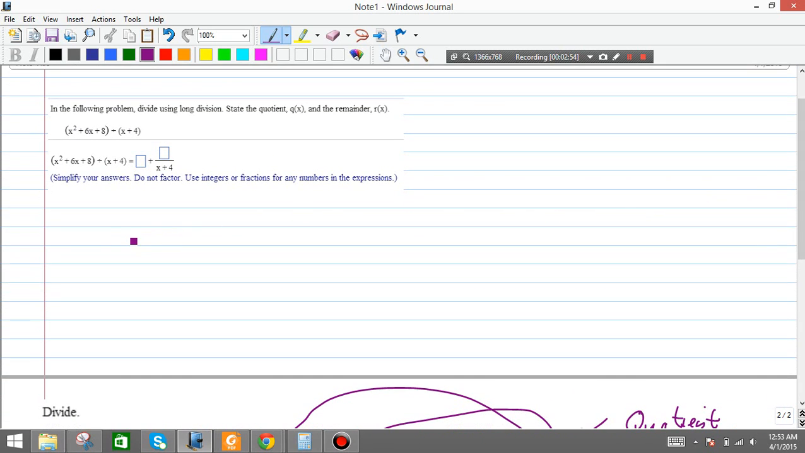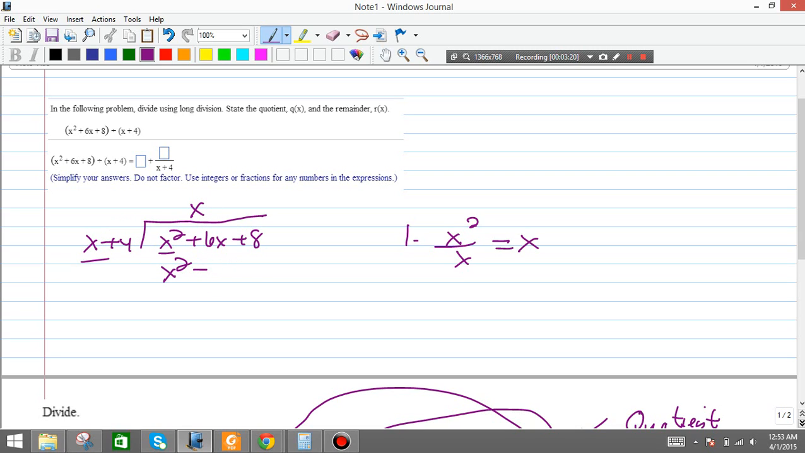Let's do another one. X plus 4 into x squared plus 6x plus 8. Again, how many times does x go into x squared, means you're going to divide. X squared over x is equal to x. Take this x. X times x is x squared. X times 4 is 4x, and then you subtract.